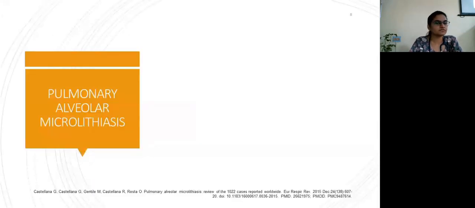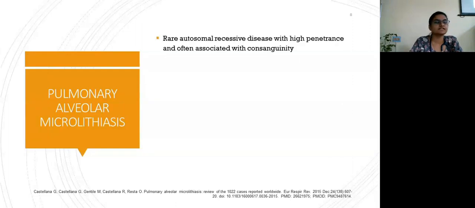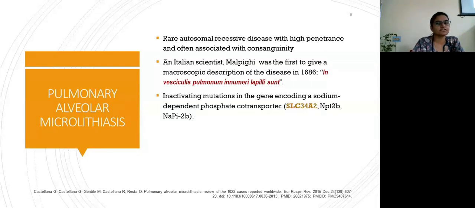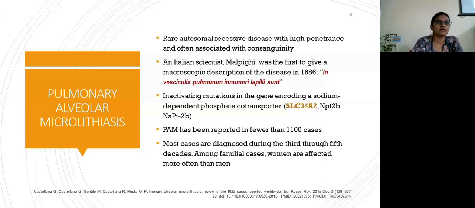So a short note about what is pulmonary alveolar microlithiasis. It's an autosomal recessive rare genetic disease with high penetrance and most often associated with consanguineous marriages. It was first described by Malpighi, who called it 'Vasculus pulmonum innumeri lapillicans', and it is because of mutations encoding the sodium phosphate transporter. Very few cases have been reported, only around 1100 so far, and most of them are diagnosed during the third to fifth decades. And in the familial cases, female predominance is more.